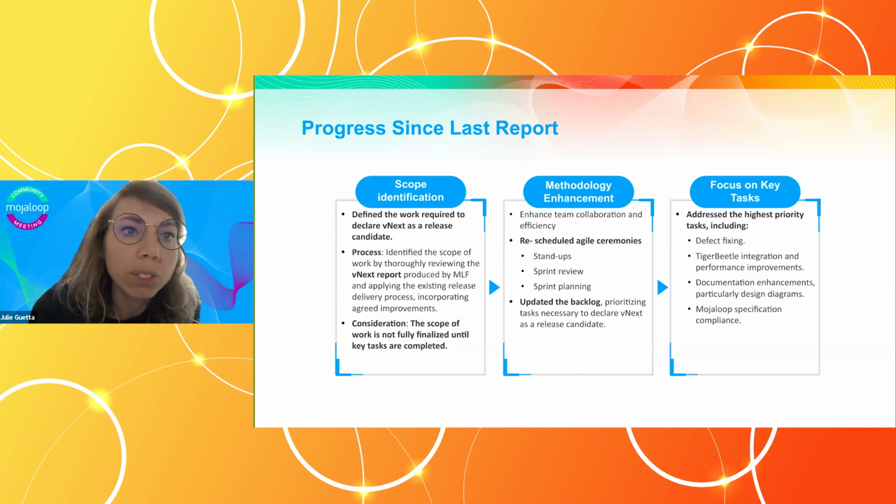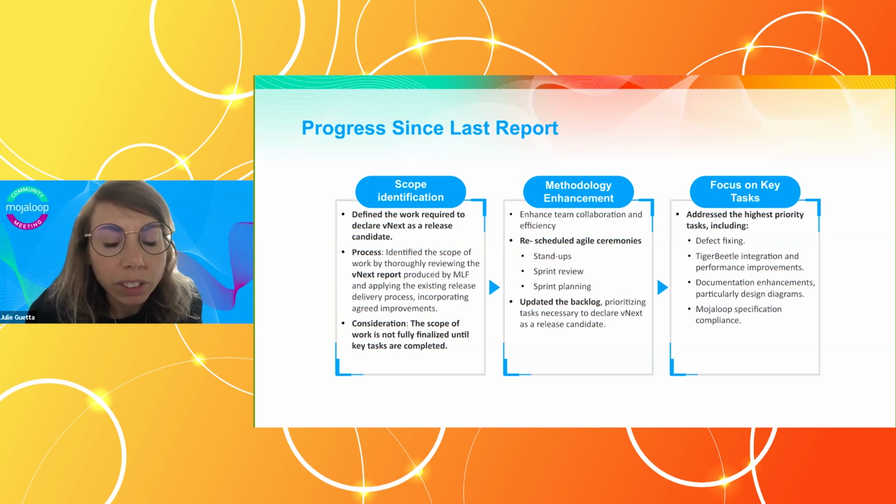Why it's important is because we need to make sure that all these tests are passing successfully to guarantee that there is no regression encountered in vNext. And what would happen is, if some of the tests are not successfully passing, it means that we will have defects that need to be fixed. And this will be added to the scope of work required to declare vNext as a release candidate. So that's why the scope is not fully finalized at present. We need to make sure that, as I mentioned, the testing effort is completed.